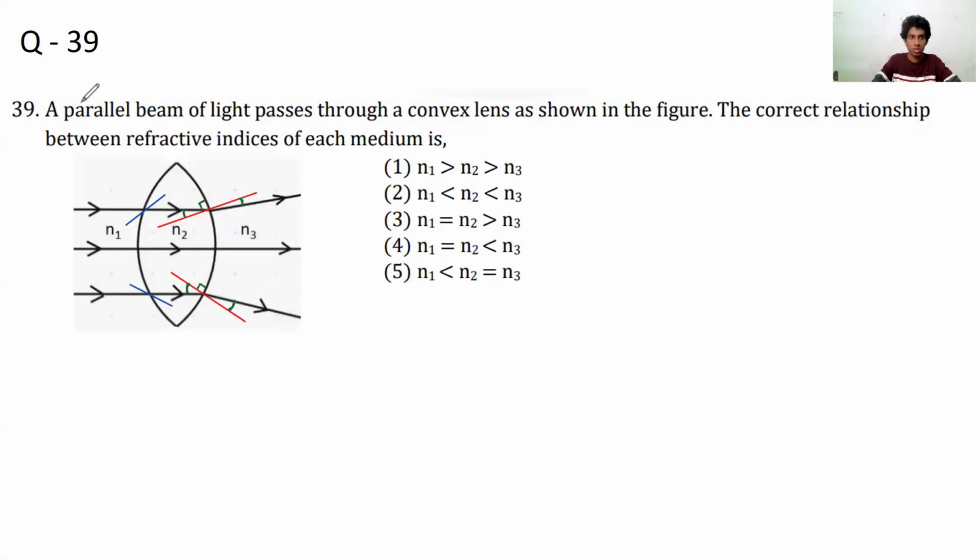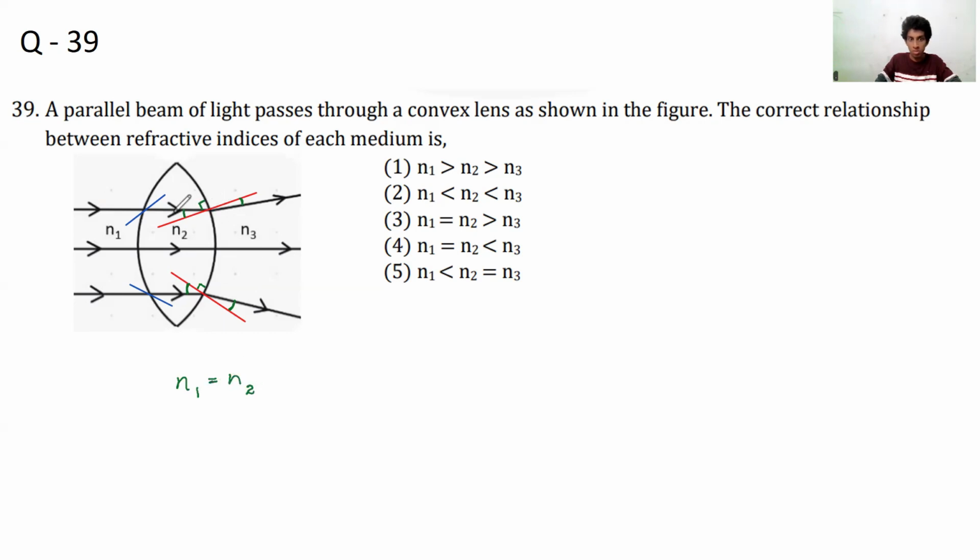Question number 39. A parallel beam of light passes through a convex lens as shown in the figure. The correct relationship between refractive indices of each medium is. So this is the convex lens, and when light enters from the first medium to the second medium, no deflection of light occurs. That means the refractive indices of the first medium and the second medium are equal. Therefore, N1 is equal to N2.